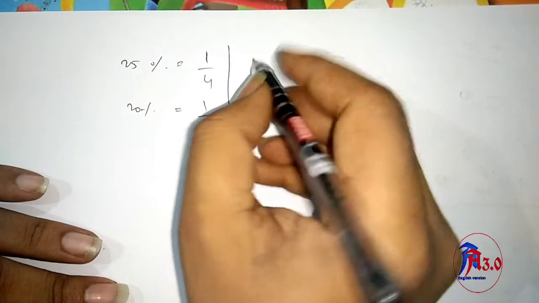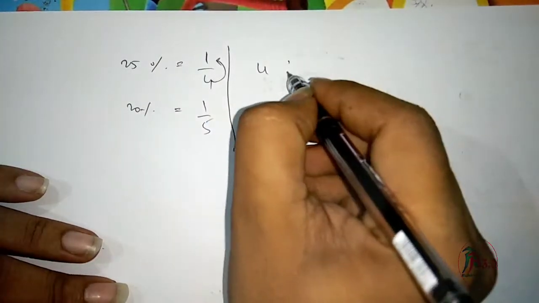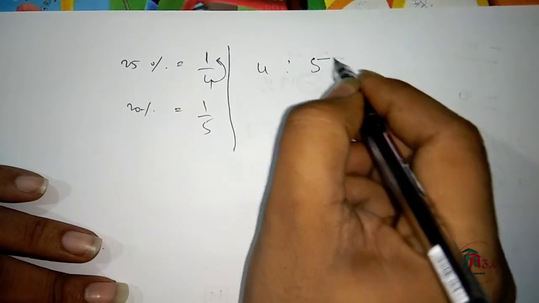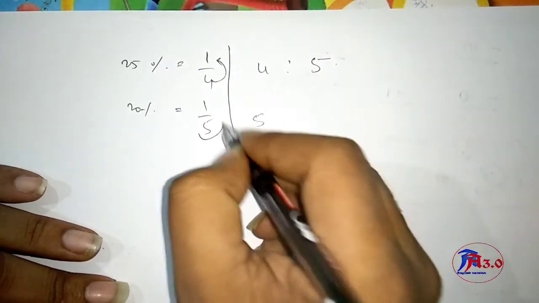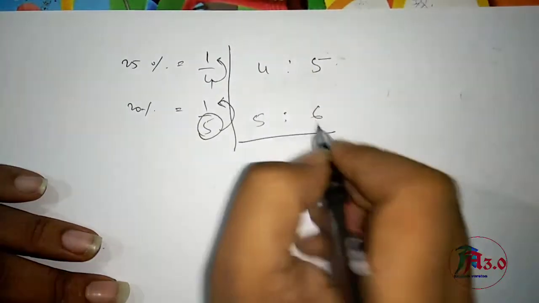So here, how much is it increased? If the population is 4 and it increases by 1 unit, then the population becomes 5. Here the population is 5, and how much is it increased? It is increased by 1 unit, so it is 6.